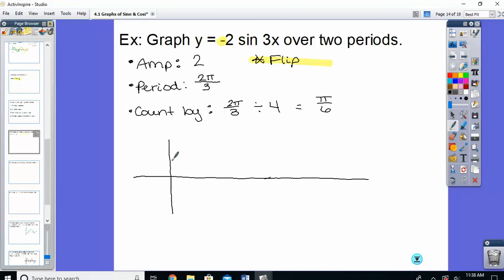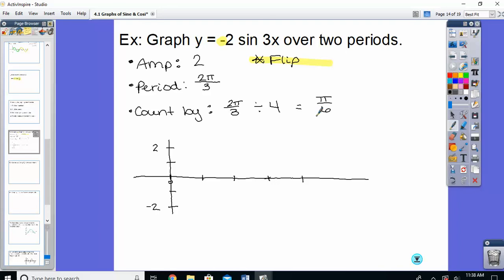My amplitude is 2. That means the high point on my graph will be at +2, and the low point will be at -2. We want 5 points on the x-axis. We're starting at 0. And then we're going to have 4 points after that. To find those points, we're just going to use our count by. So the count by is like what you add to get the next point.